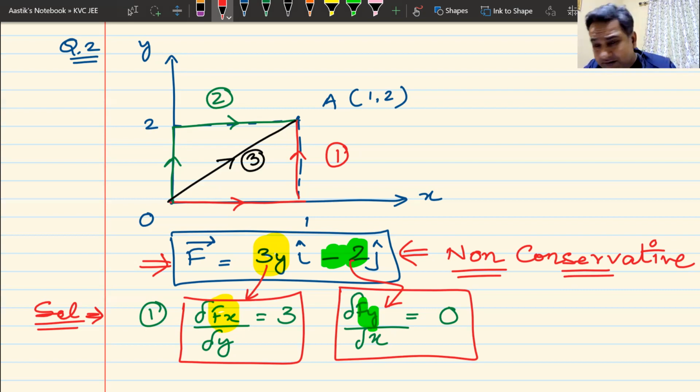Then we had 3 paths. Path number 1, the red one, path number 2, the blue green one, and path number 3, the black one. And we were supposed to find out the work done in each path, and we will see that these works may not come same. I gave you a task that you try it.